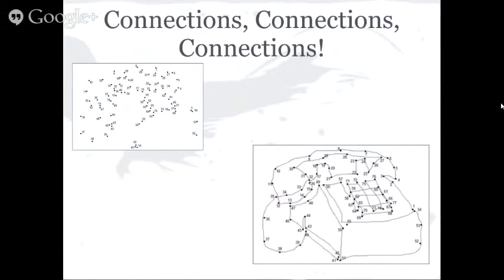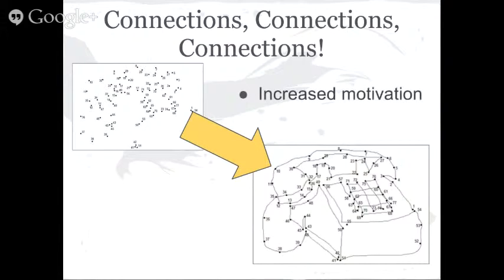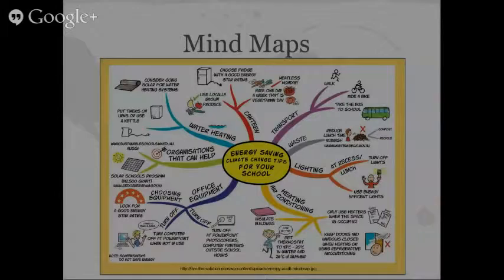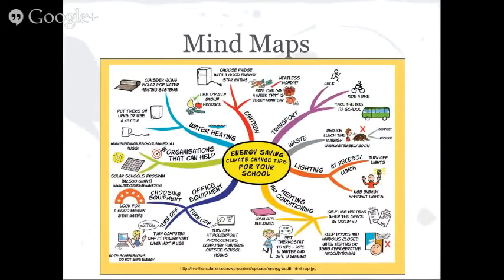So with providing as many connections as possible, if you look up at the top here, you could think of that as isolated learning. So you've got all these little bits and pieces. They're not connected. You can't really see the bigger picture. But if we draw in as many connections as possible, we're going to help enable our students to see that bigger picture. Through providing connections, we're going to see that motivation's increased as well as learning transfer. One really easy way to incorporate connections into the classroom is through the use of something like a mind map.